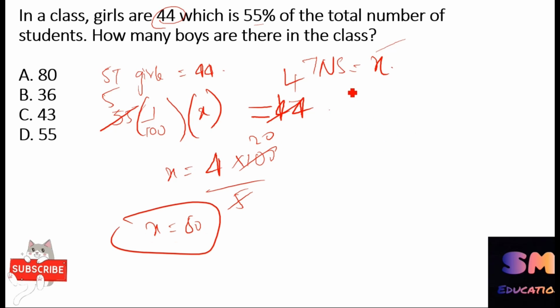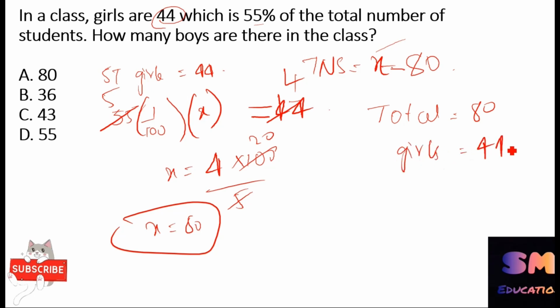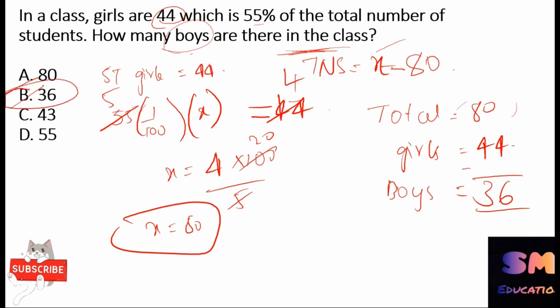Therefore, what's the x value? X value is the total number of students. So the total number of students present is 80. In that, girls' strength is 44. They are asking to find the boys' strength. So boys' strength will be the total minus girls, which gives you the boys' strength, 36. So 36 is the answer. The number of boys in the class is 36.